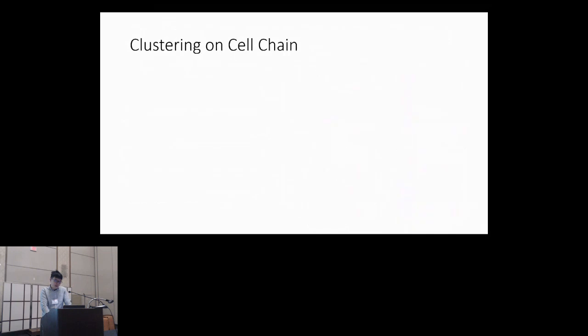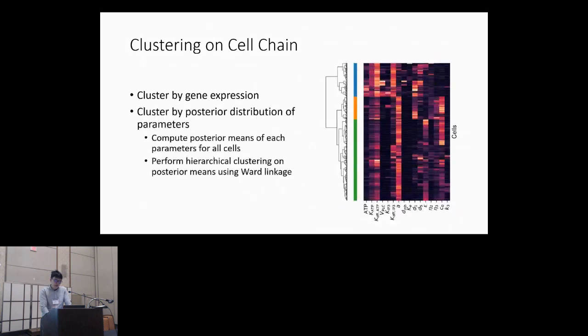So we tried clustering. First, we cluster cells by their gene expression. Then we do a separate round of clustering by the posterior distribution of parameters. This can be done by first computing posterior means of each parameter for all cells and then performing hierarchical clustering on posterior means using Ward linkage.